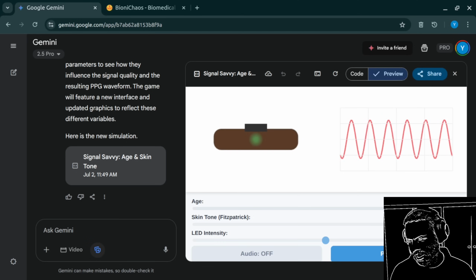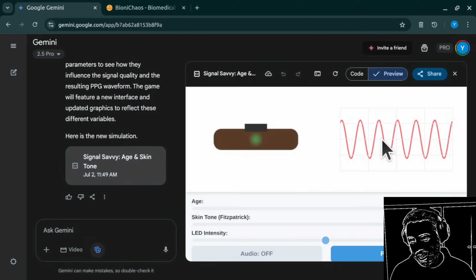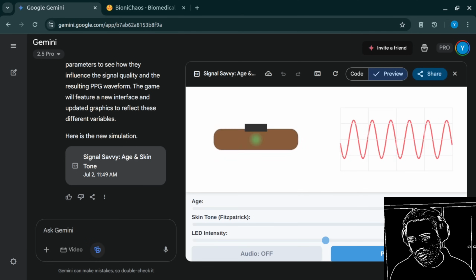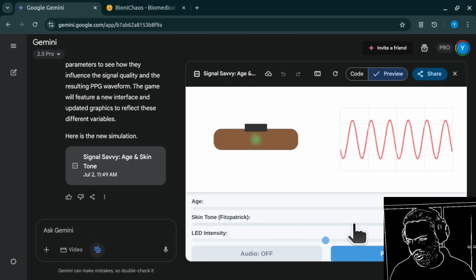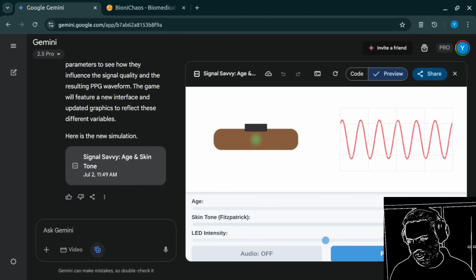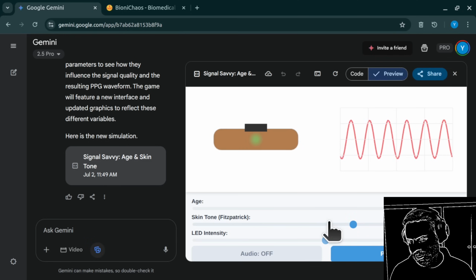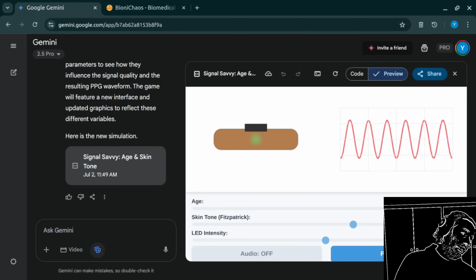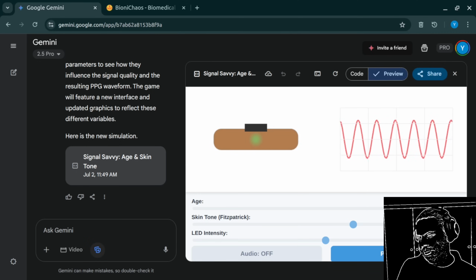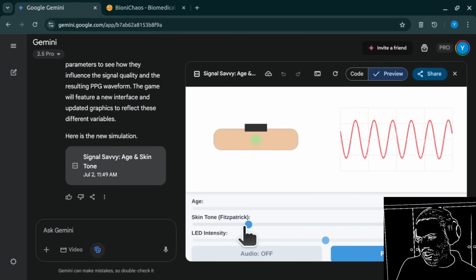How would you expect, or how did the signal change? When the skin tone is set to the left on the scale, the signal appears clearer. As you move the slider to the right, indicating darker skin tones, the signal may become less clear or have a lower amplitude. This is because darker skin tones absorb more light, which can affect the quality of the PPG signal. You're making lots of assumptions.